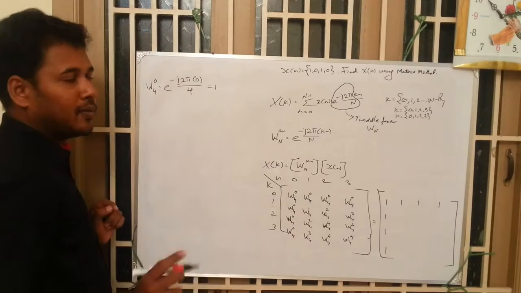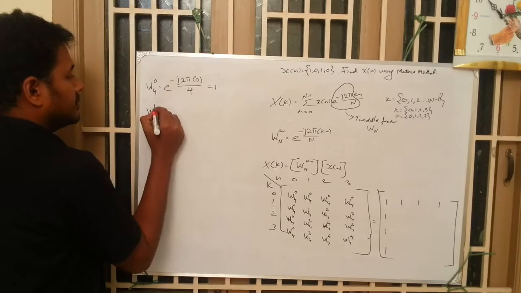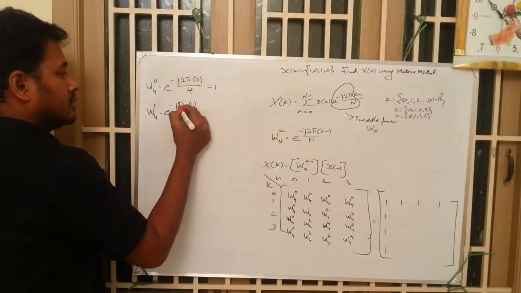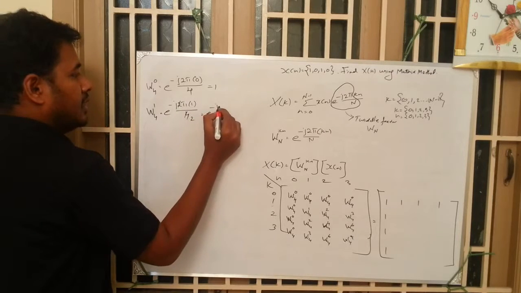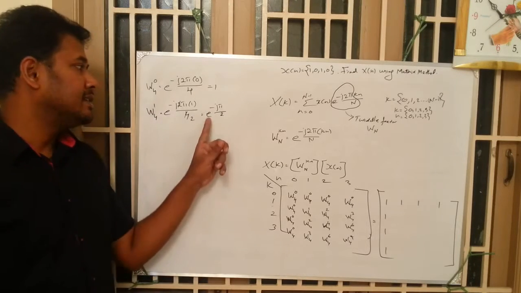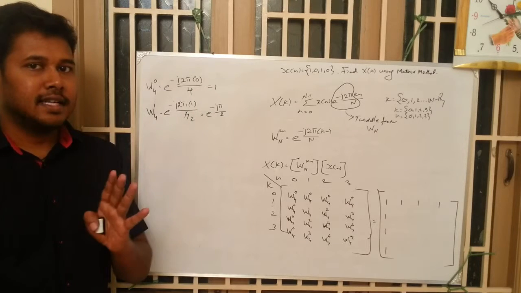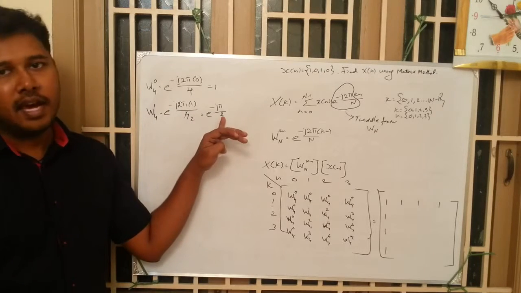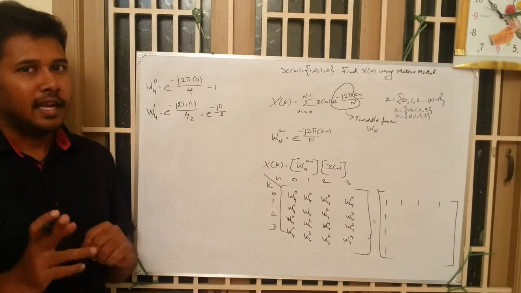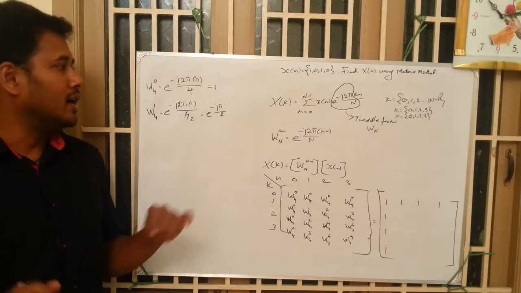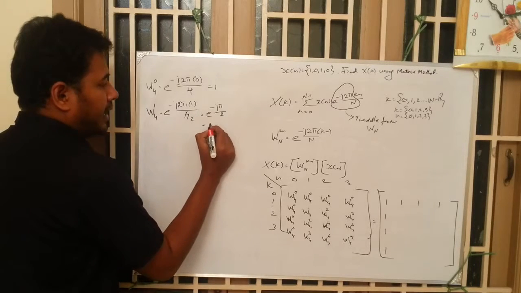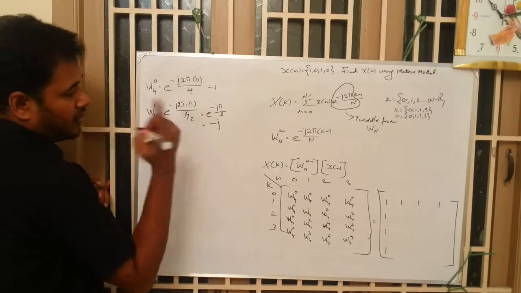Next, W base 4 power 1 is e power minus j 2 pi into 1 by 4. So it is e power minus j pi by 2. According to Euler's identity, e power minus j theta is cos theta minus j sin theta. Instead of theta we have pi by 2, so it is cos pi by 2 minus j sin pi by 2. Cos 90 is 0, sin 90 is 1, and we already have minus j here, so it is going to be minus j into 1, that is minus j. So W base 4 power 1 is minus j.